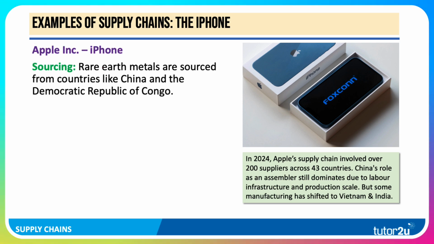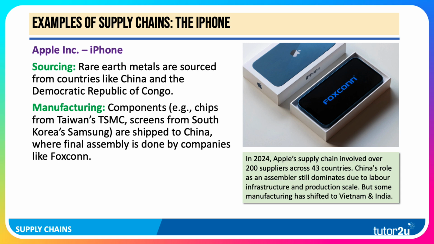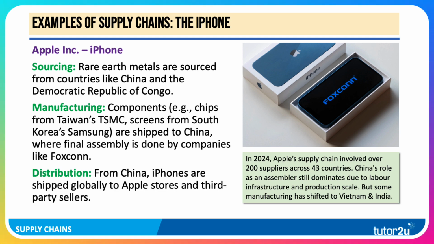So, the sourcing. Rare earths are sourced from countries like China, which may restrict them, and the DRC. Manufacturing, you take components from Taiwan, screens from South Korea, mainly shipped to China, where final assembly is done by companies like Foxconn. And then obviously distribution. The iPhones are shipped globally to Apple stores and third-party sellers around the world.